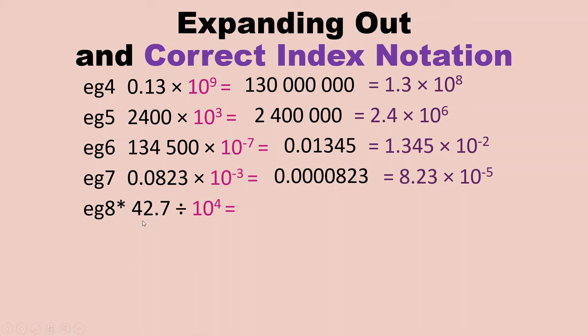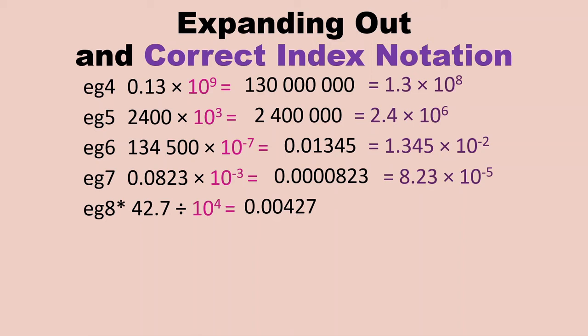So 1, 2, I need 2 more places, so I need 2 more zeros, 0.00427. Now that's the value of this expression, but I want to write this in standard form. So I need a number between 1 and 10 multiplied by some base 10 value. The number between 1 and 10 is 4.27, putting the decimal after the first non-zero digit.